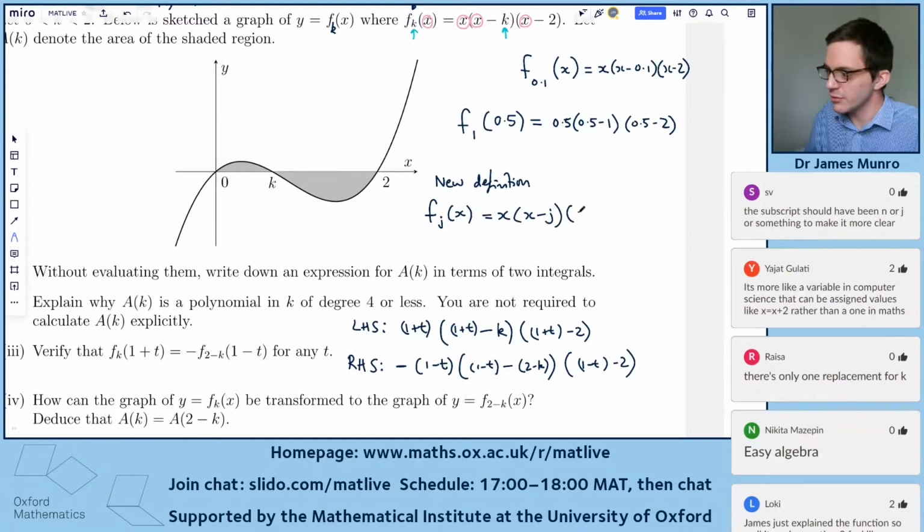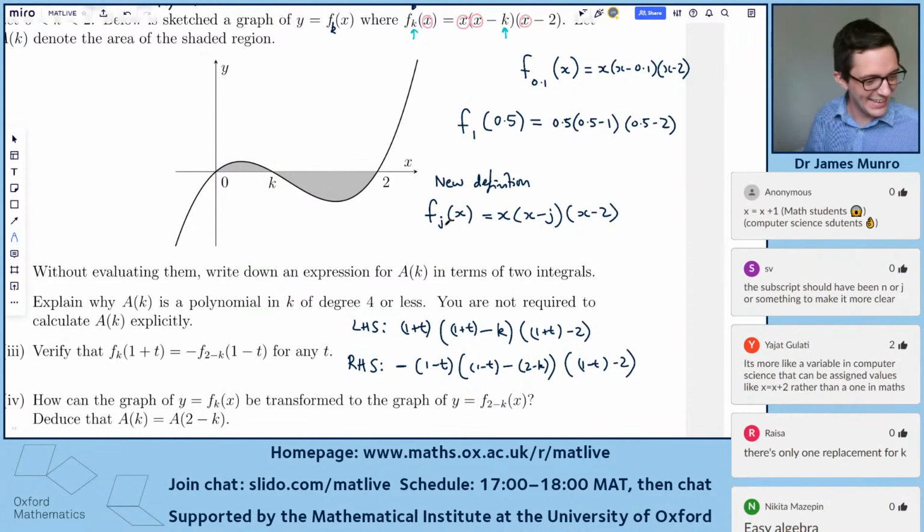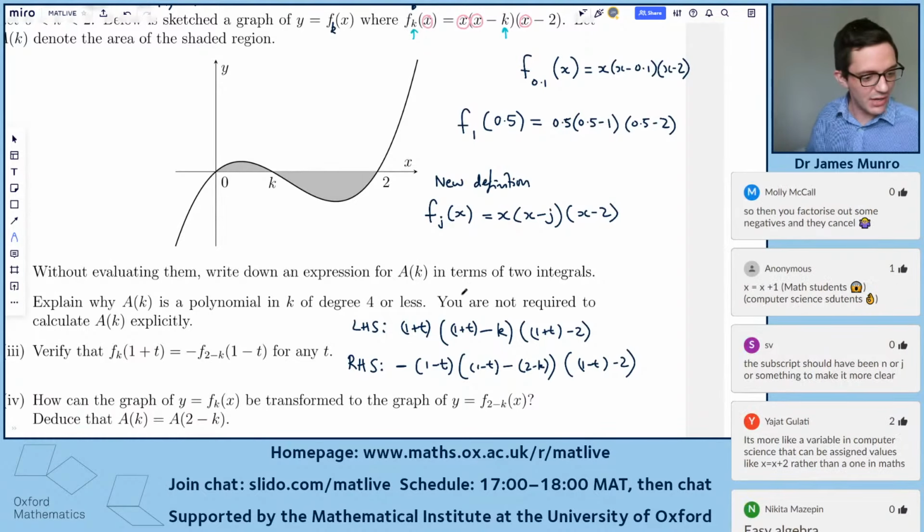So this is true for any value of j, right? Because all I'm doing is replacing the k with a j. That's my first step, replace the k with a j. And now maybe I could replace the j with a 2 minus k, and it doesn't feel too strange. You know, I'm just writing out different things that are true. This is true for all j. Cool. Right. Good. Oh yeah, and by the way, doing the question, these do turn out to be the same.